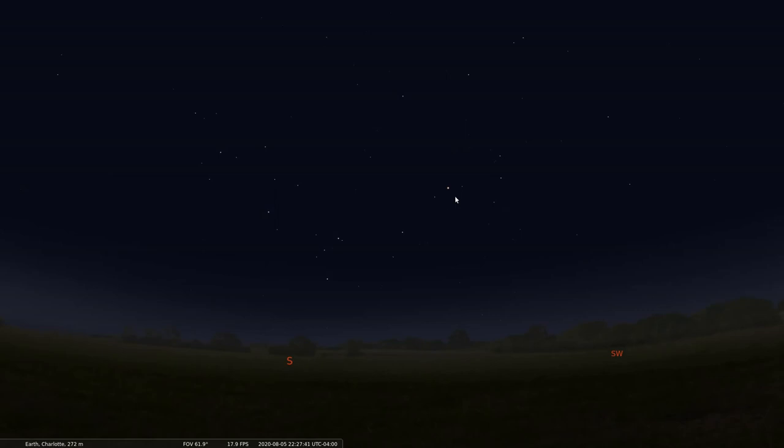Out in front of the Scorpion are a couple of bright stars that belong to the constellation of Libra, the Balance. It's not much to see here, just two stars here and two dimmer stars below that kind of form a square, I guess. This is one constellation that was actually named by the Romans.